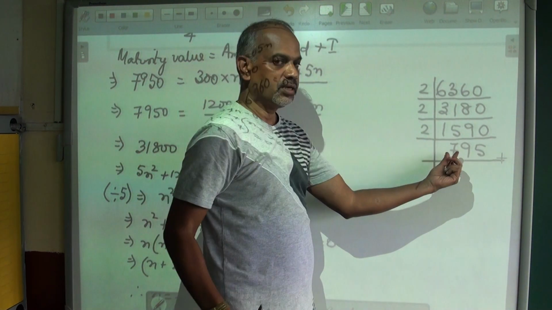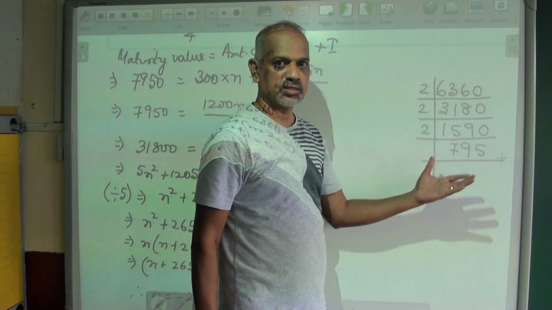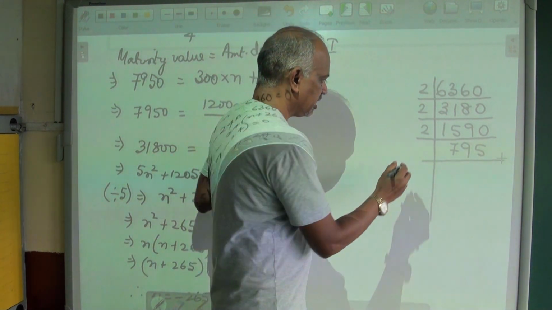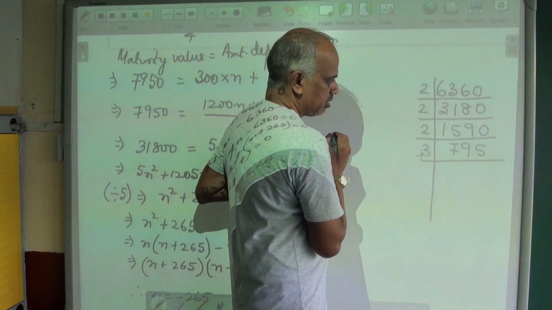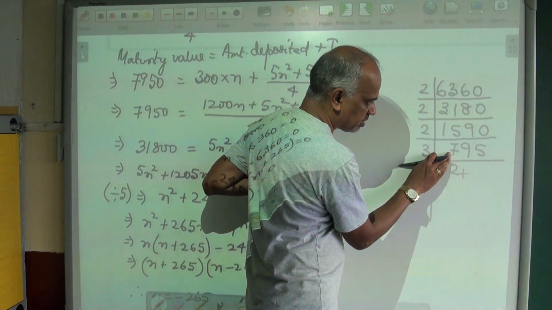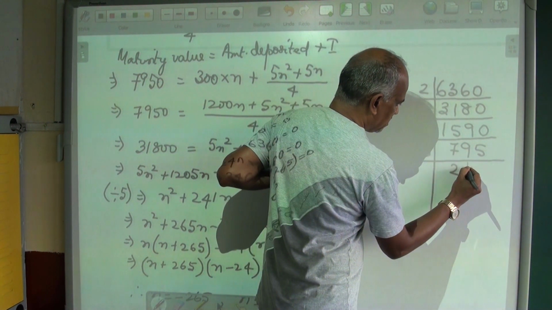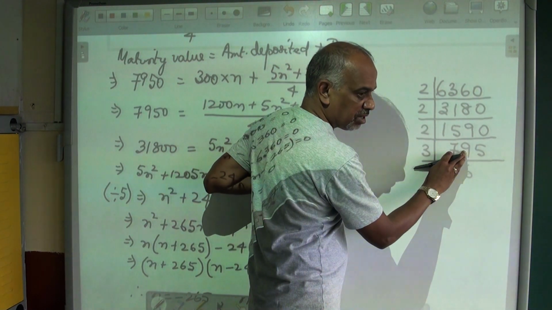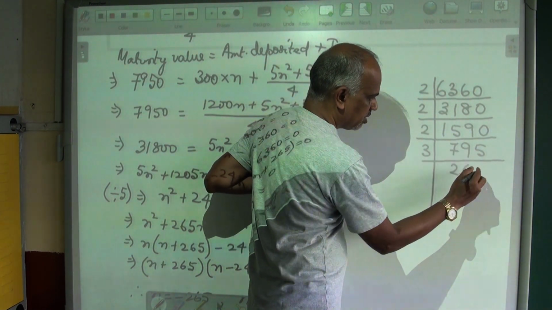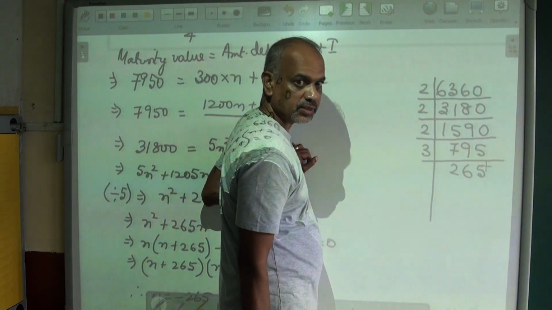Now you have to check what number can divide this. The next prime number that can divide this is 3. So that's 3 2s are 6. Remainder 1. This becomes 19. 6 3 is 18. Remainder 1. This becomes 15. 5 times.